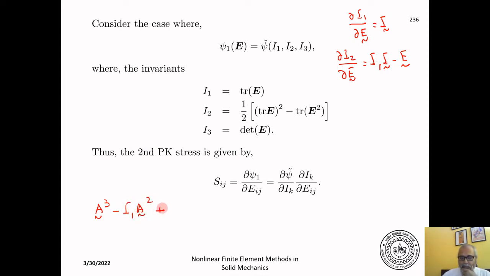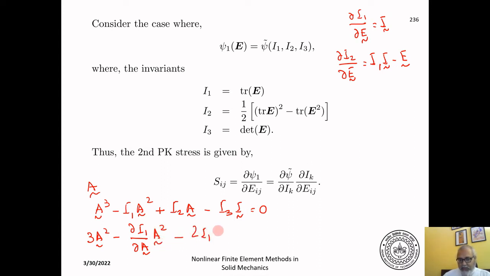This is the Cayley-Hamilton theorem. Take the derivatives of this. So you get 3A squared minus ∂I1/∂A times A squared, minus 2 I1 A, plus I2 I plus ∂I2/∂A times A. This is the Cayley-Hamilton theorem for a matrix A. You can write it for E. It is equal to ∂I3/∂A.